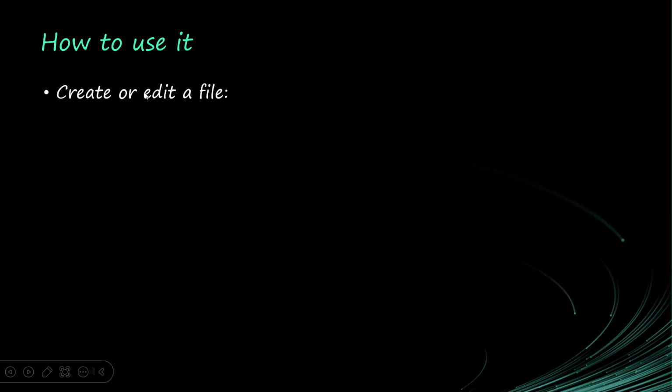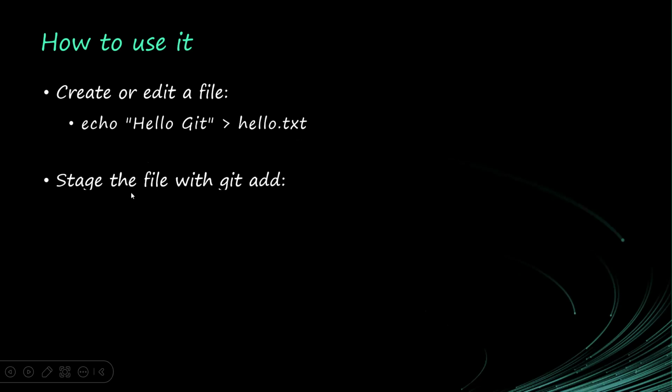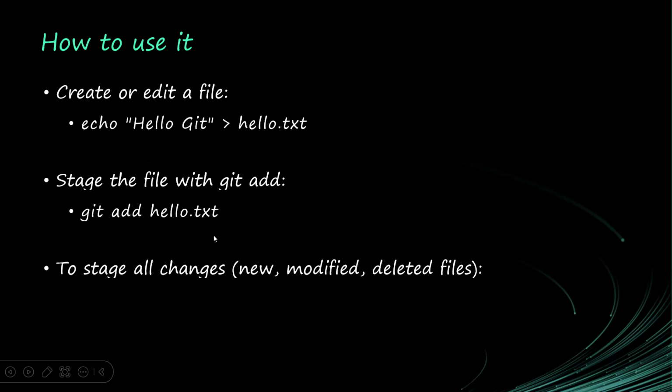Of course, you create or edit a file just like I have done. I've created a new main.js file. All right. If you don't understand this command, don't bother. This is making changes or creating a file using the command prompt or command line programming. Okay. So you stage the file with git add. You say git add, then the name of the file. Then to stage all changes, both new, modified, and deleted files, you just say git add.